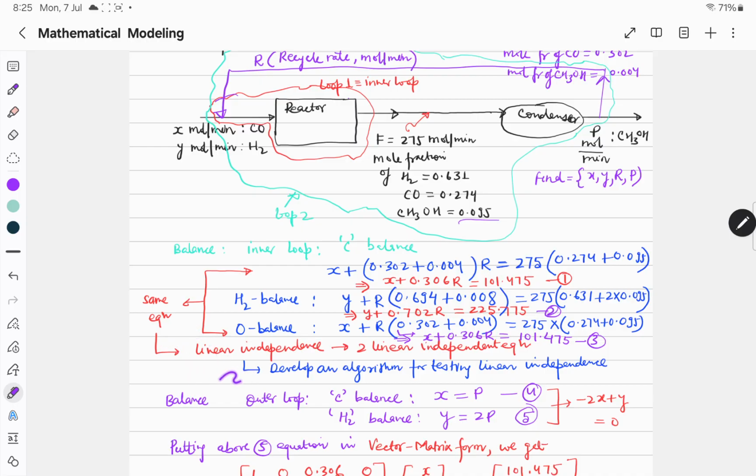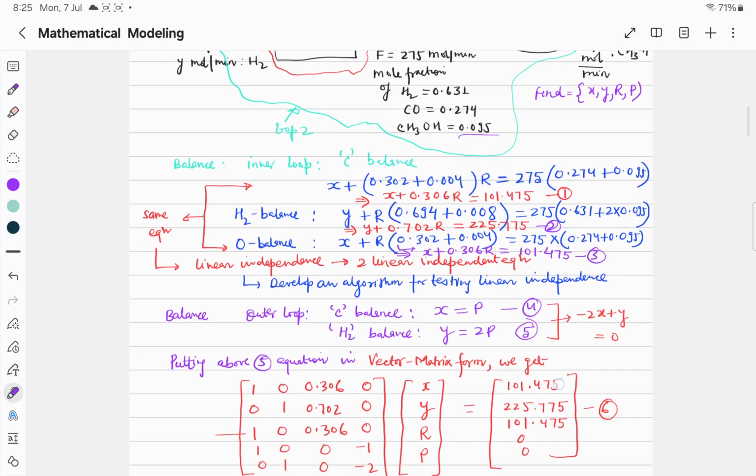So that's where the concept of linear independence comes in. There are three equations, but only two are linearly independent. We will later develop an algorithm for testing linear independence.